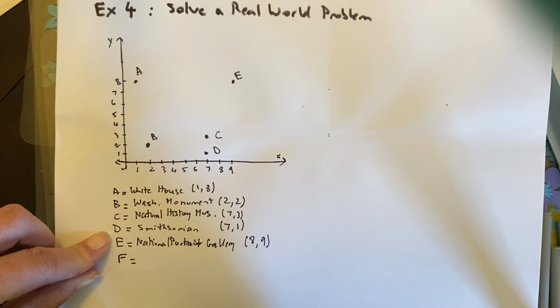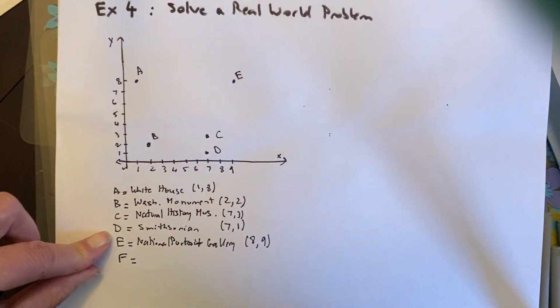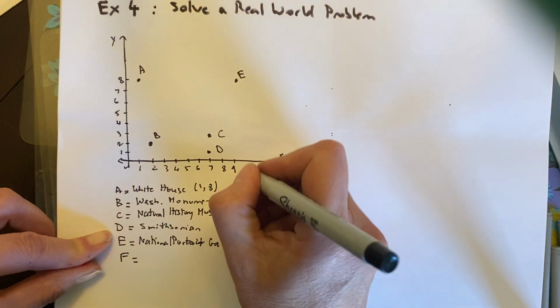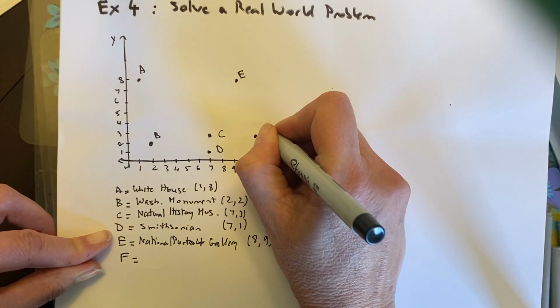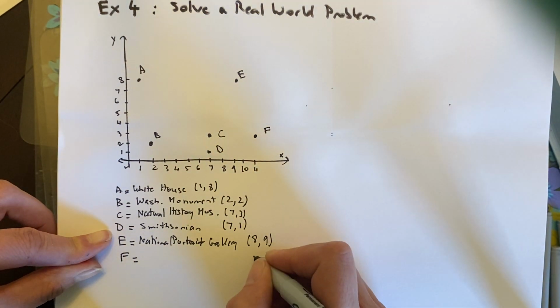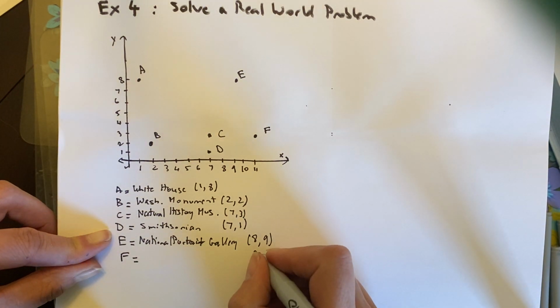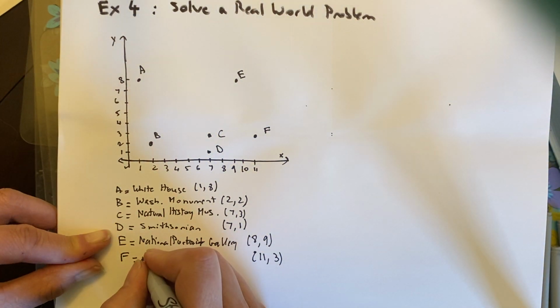And then the last point, which is point F, is the National Gallery of Art. So this is at 9, 10, 11, I believe. Yep, it's at 11 at the same height as C. So 10, 11, and here is my point F at 11, 3. And that is the National Gallery of Art.